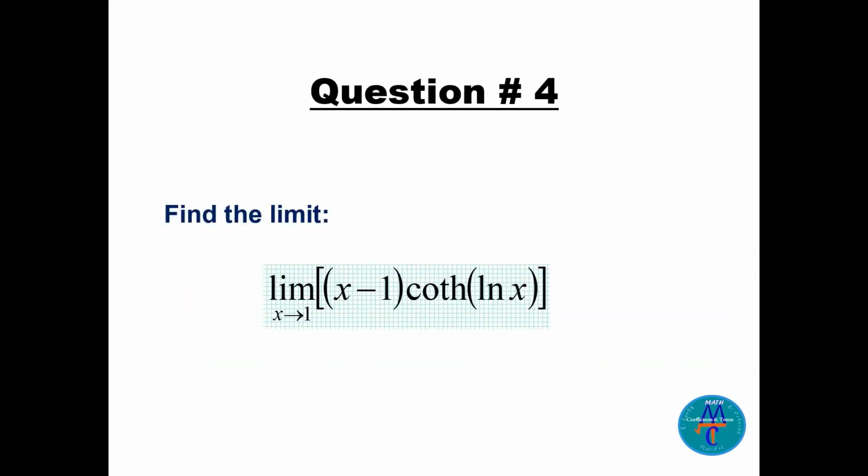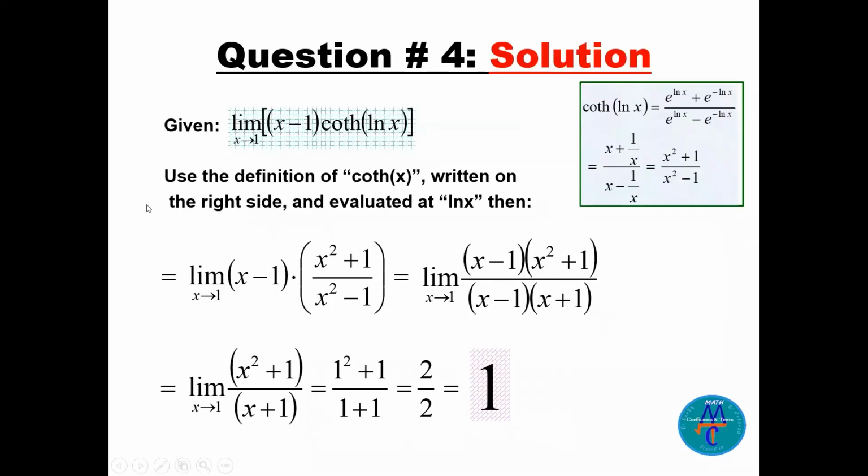Now, question number 4: find the limit of x minus 1 times hyperbolic cotan of ln of x as x goes to 1. Now, let's apply the definition of hyperbolic cotan of x, written here on the right side, and then we evaluate that at ln of x. So we replace every x there by ln of x. So we'll get x plus 1 over x divided by x minus 1 over x. By finding the LCD here and combining the terms, we get x squared plus 1 over x squared minus 1.